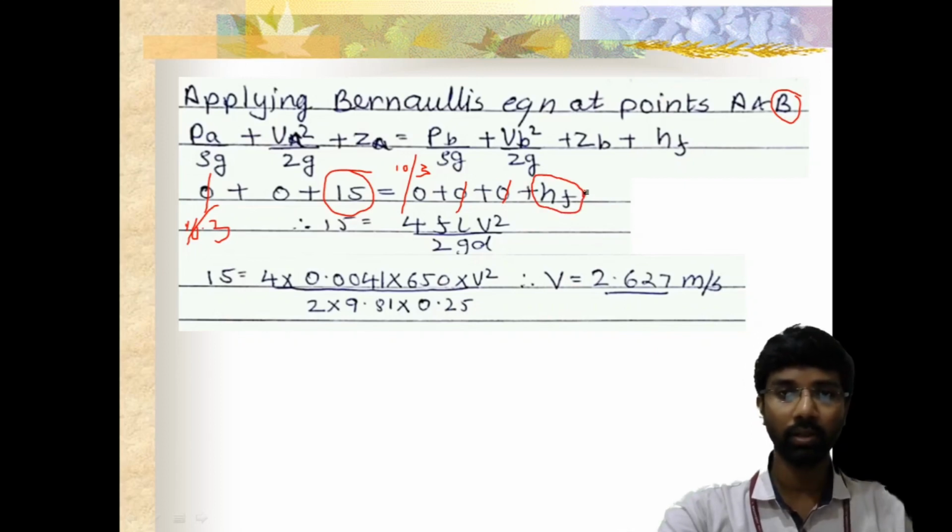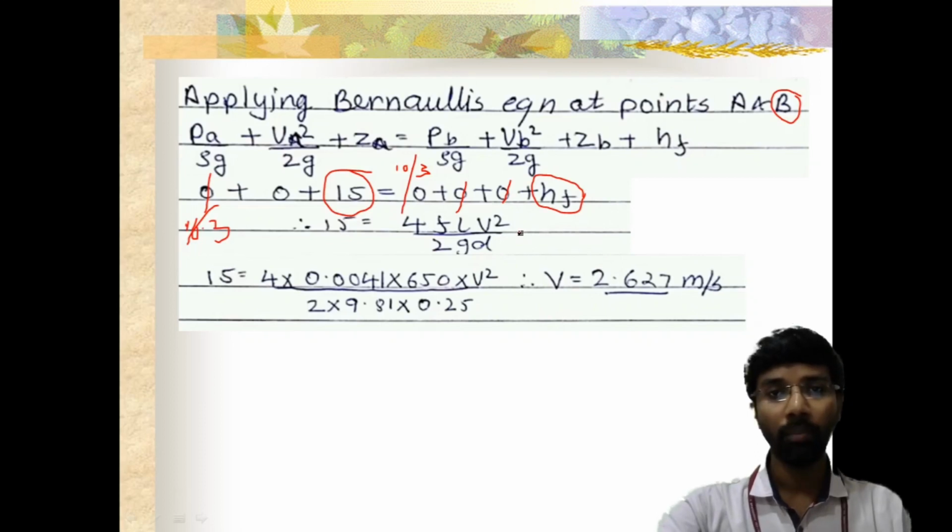HF is the loss. Generally we will consider the majority of loss as frictional loss. The entry loss and exit loss will also be there, but we will neglect them. Why? Because they are very small when compared to the friction loss. We are equating this friction loss 4FLV square by 2gD to 15. See, you have considered the 2 points, and between the 2 points there is the total length of the siphon. So that is why here you have written 4FLV square by 2gD, where L is 650, and here you will get V.